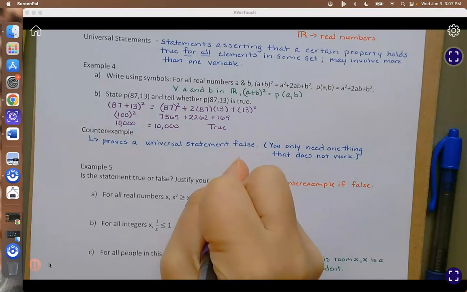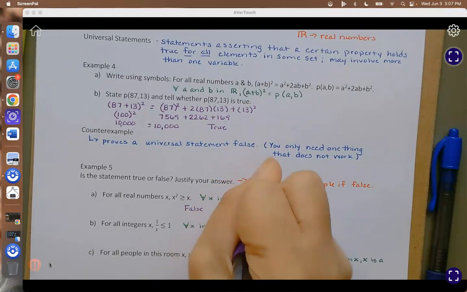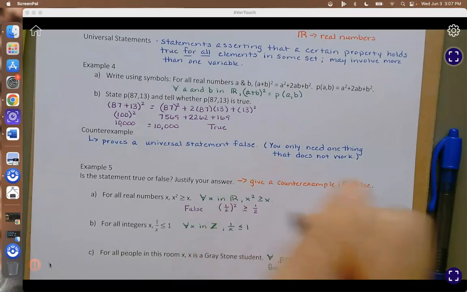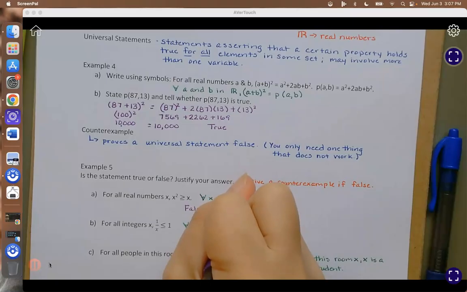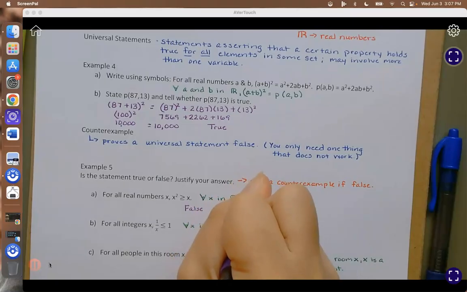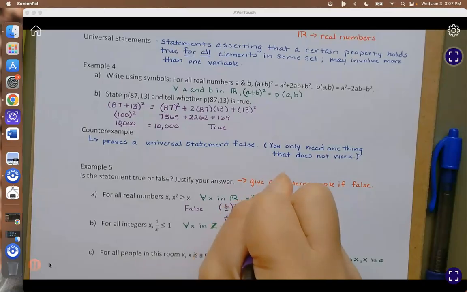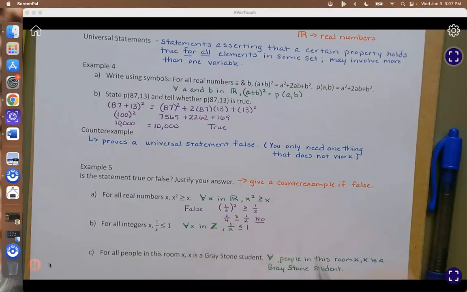Because, let's do 1/2. If you square 1/2, you get 1/4. 1/4 is not greater than or equal to 1/2. Okay? So same thing here.